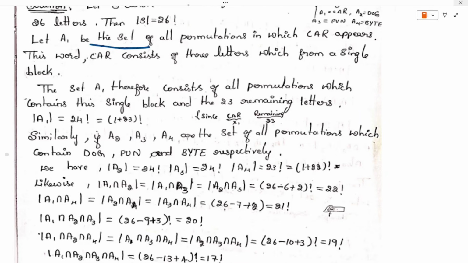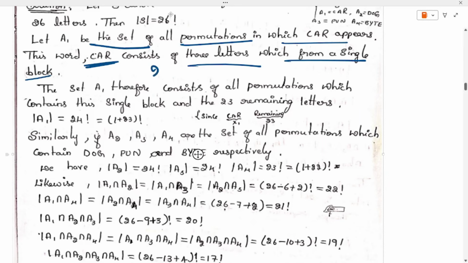If you take A as the set of all permutations in which the word car appears, car consists of three letters forming a single block. How many letters are there in total? 26. You remove these three, you have 23, and you add 1 for the block. So it will be 24 factorial, that is 1 plus 23. That is how you got this.